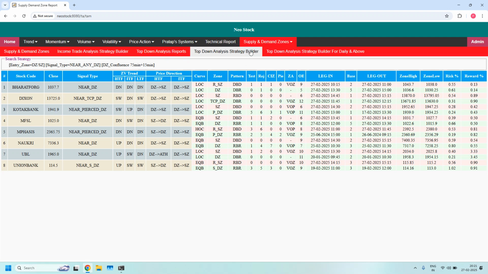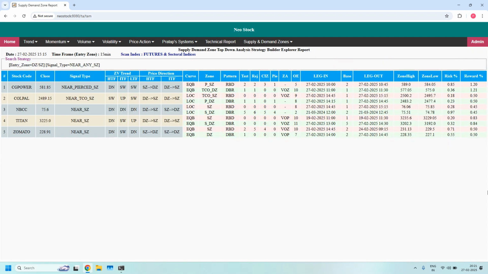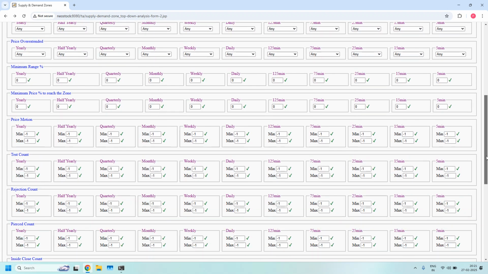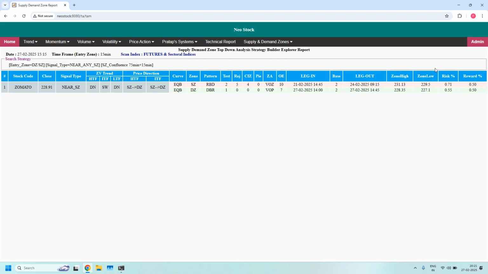Okay, next 15 minutes time frame, stocks near the 15 minutes supply zone. We got 5 stocks. So let's verify how many of these supply zones are having ITF Confluence. That is 15 minute supply zone with 75 minute supply zone Confluence. I enable the filter. Only one stock is having ITF Confluence. That means this 15 minute supply zone is overlapped with the 75 minute supply zone.